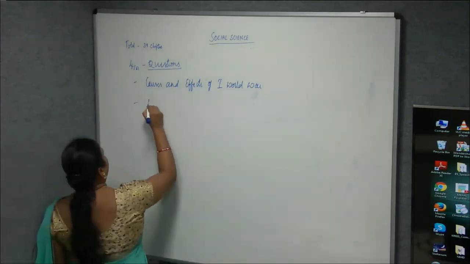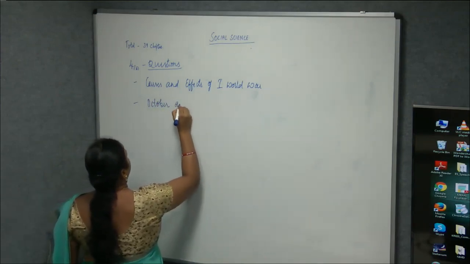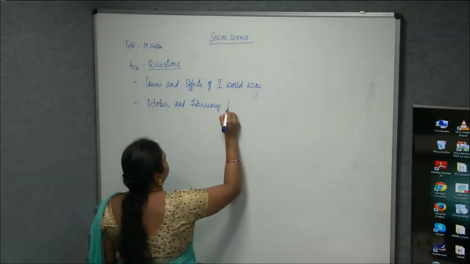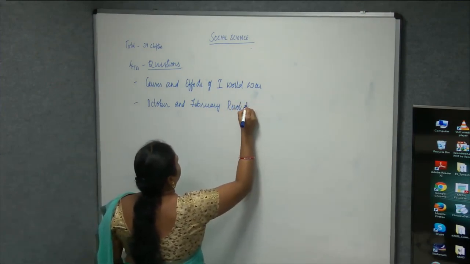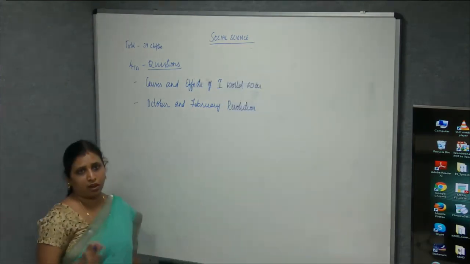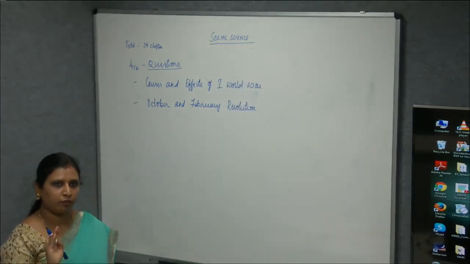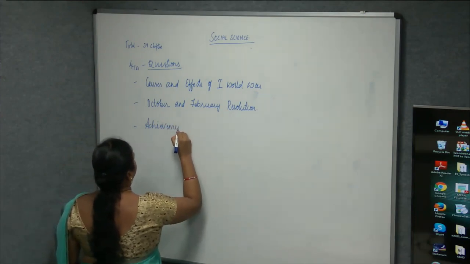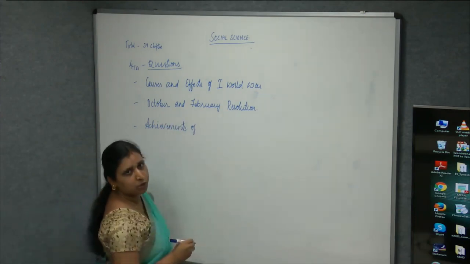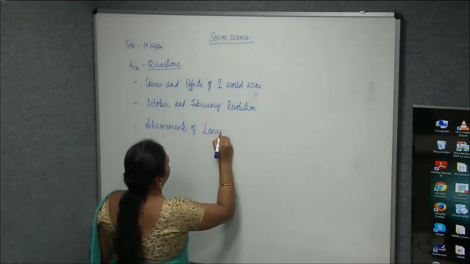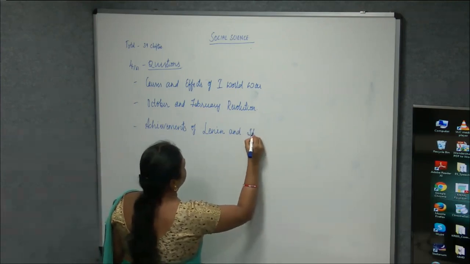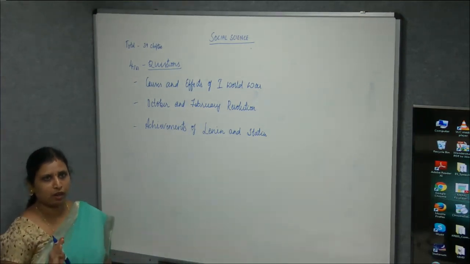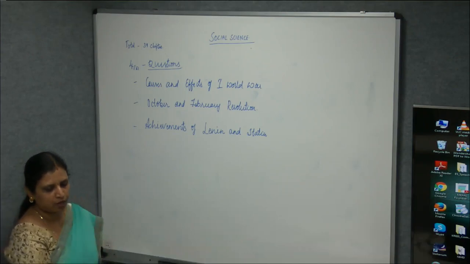Then October and February revolution, okay? So Lenin, October and February revolution, that is also asked for 4 marks. Then achievements of Lenin and Stalin. So Lenin's 4 achievements should come, Stalin's 4 achievements should come, you will get 2 marks for each, okay? So 4 marks come.